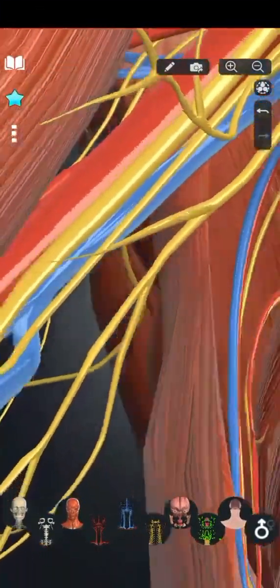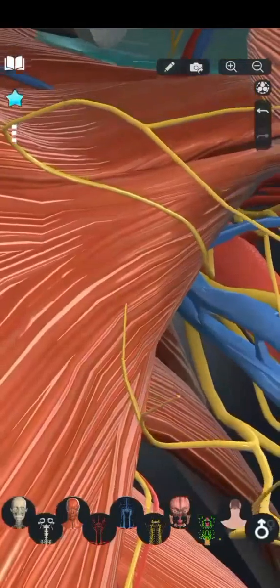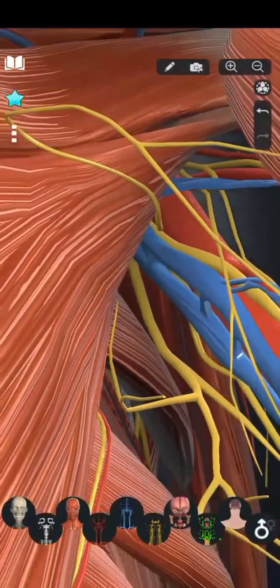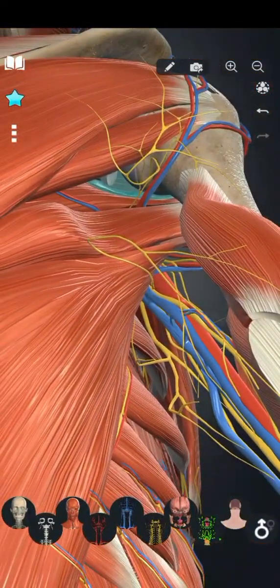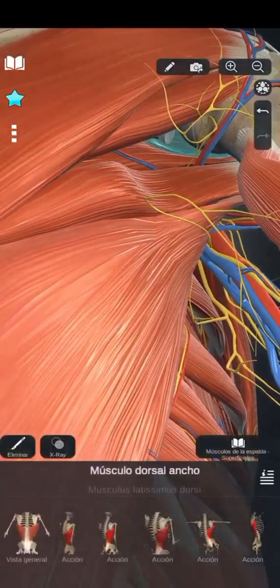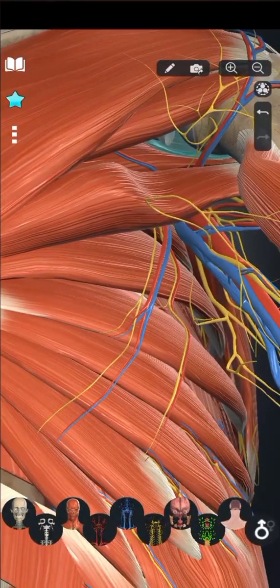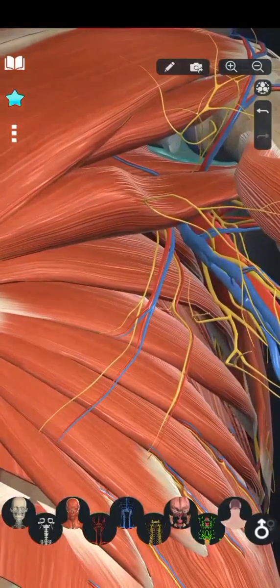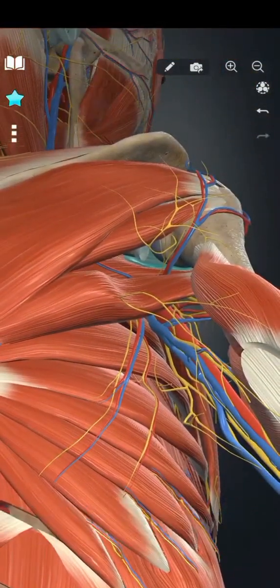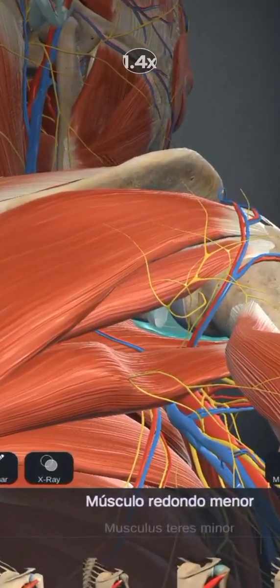Brachial plexus. One of the most complex and clinically significant components of the axilla is the brachial plexus. This is a network of nerves formed by the anterior rami of spinal nerves C5 through T1. The brachial plexus is organized into roots, trunks, divisions, cords, and branches.